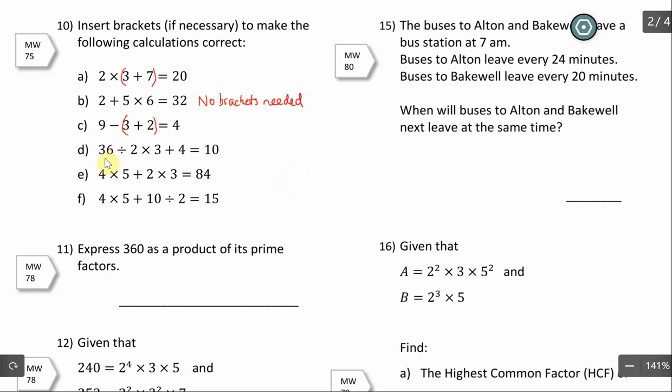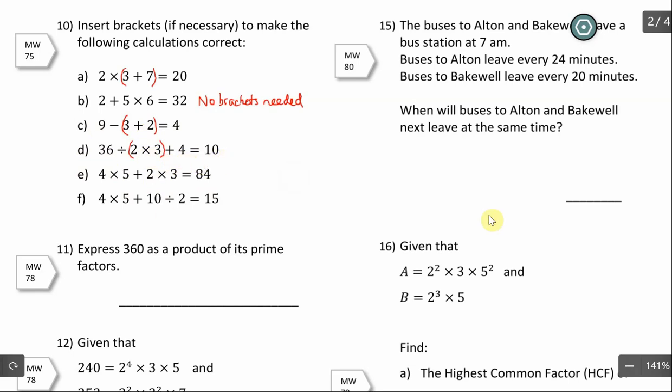On D, I would do the division first normally, so that would give me 18 times 3 would give me 54, plus 4 would give me 58. So that's not right. If we put brackets around the 2 times 3, that would give me 6. 36 divided by 6 is 6, plus 4 is 10.